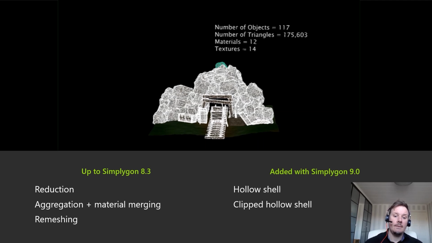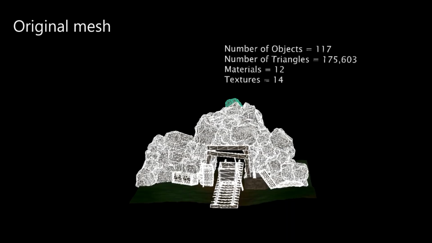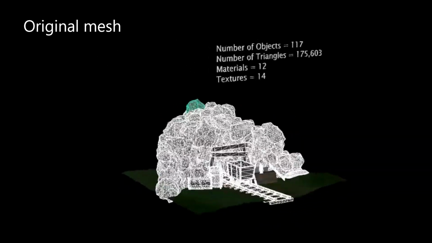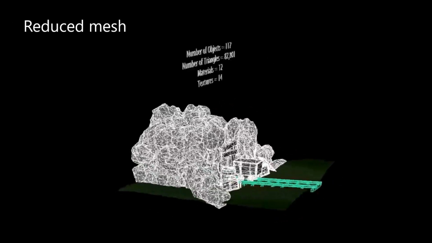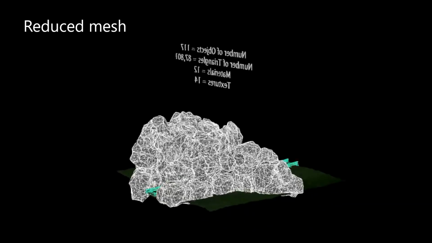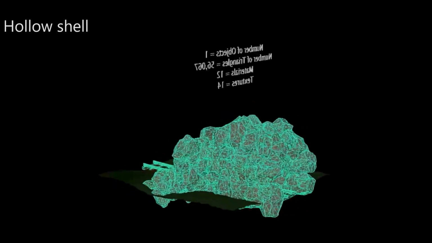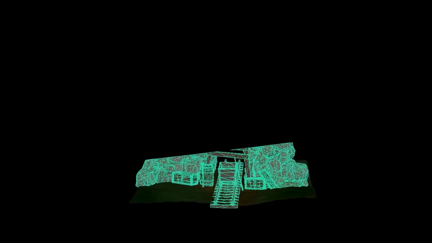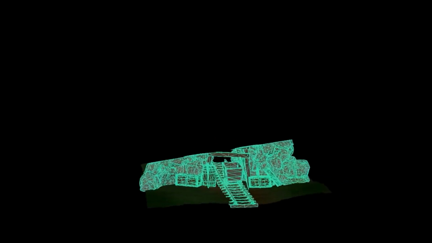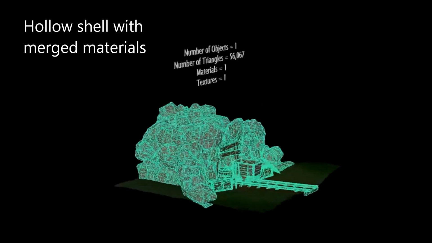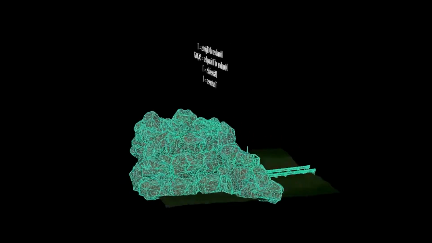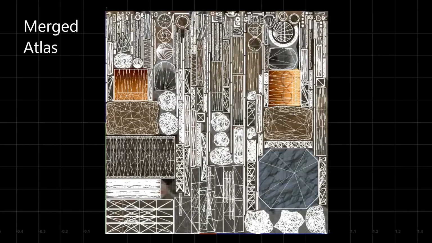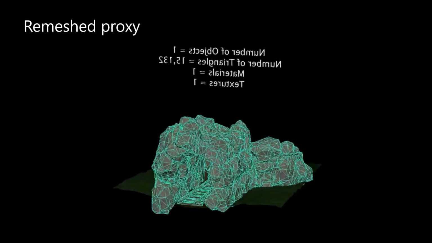And if we look at this video, you'll see a rapid overview of these. So here's just a reduction, taking away 50%. Here's a hollow shell where it's merged together. And if we look at the see-through here, you can see that a lot of the internal geometry has been taken away. Then with hollow shell, you can merge the materials if you can afford the texture space. So now it's just one draw call and a lot of the hidden geometry is taken away.